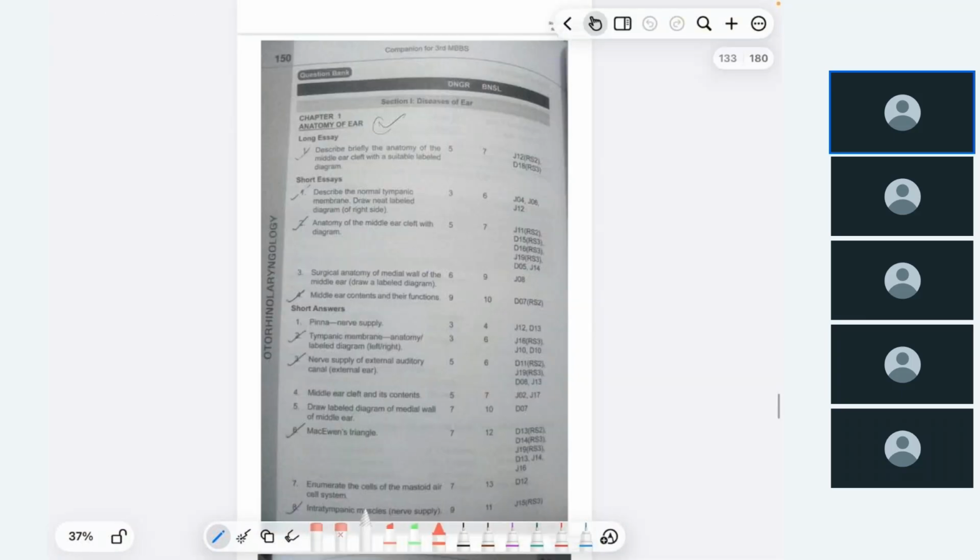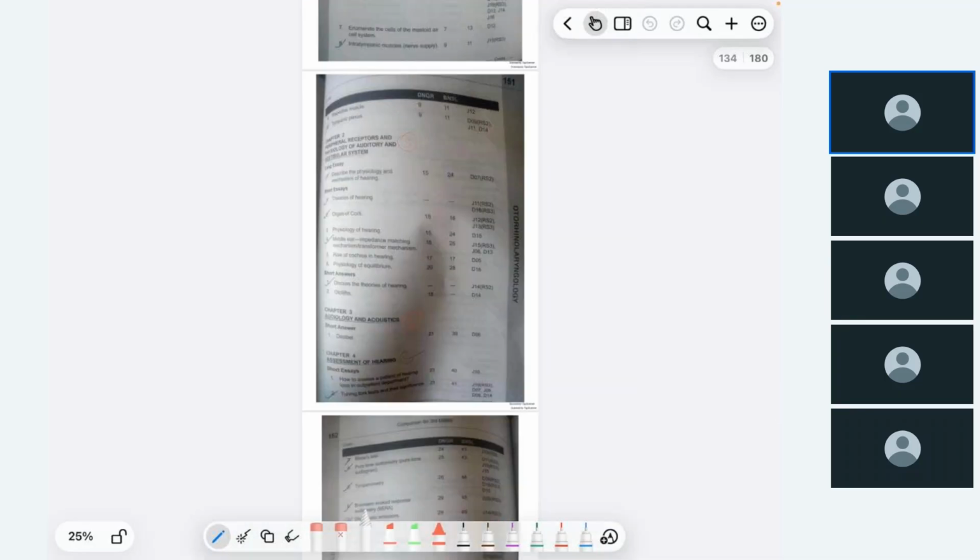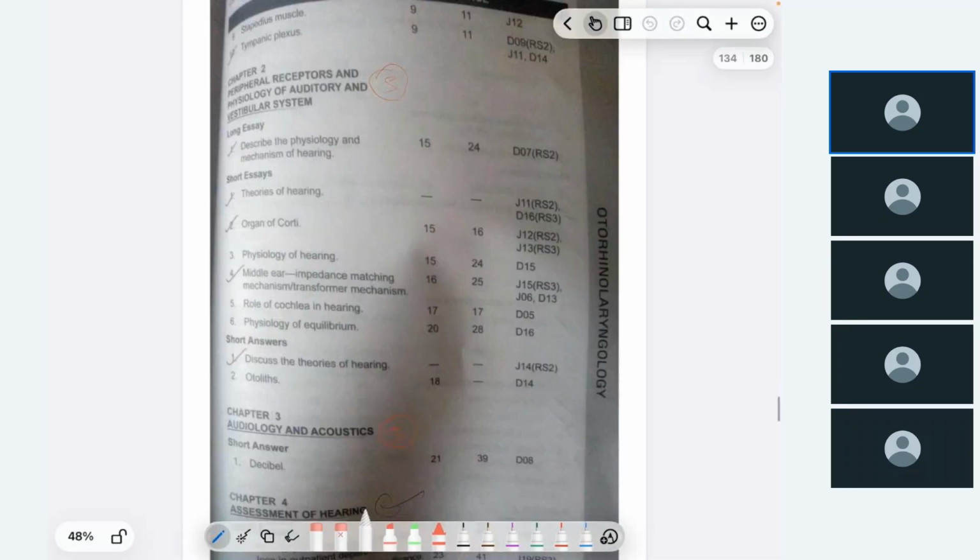Anatomy of ear. Second chapter, we have two important questions. Those are theories of hearing, the mechanism of hearing. The physiology and mechanism of hearing is an RS2 question, asked as a long essay. You can mention the mechanism of hearing starting from the external ear to the internal ear and physiology. You can study this since it has been asked only once. I am not covering it. I am now covering the important question, the impedance matching and transformer mechanism in the middle ear, theories of hearing. This is asked as a 3-mark question and a short essay.